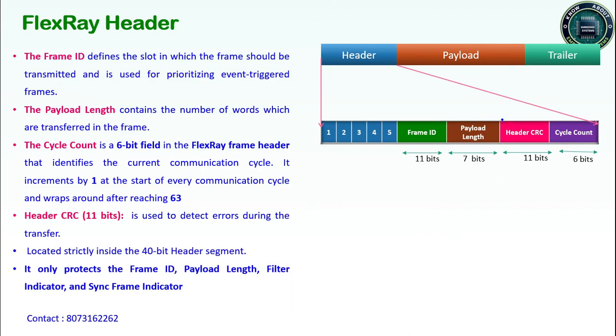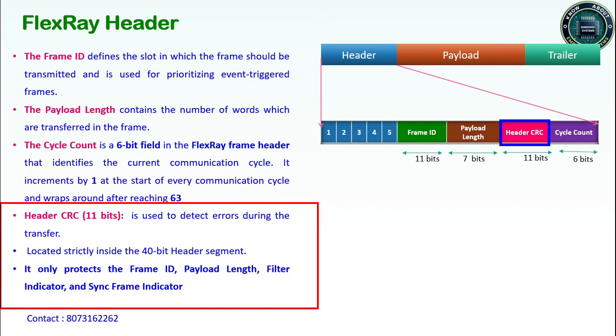The pink color you're seeing is called the header CRC. What is the use of this header CRC? Why is FlexRay so much more popular than CAN? Because we have two different CRC calculations: one CRC in the header, and one CRC in the trailer part. So we have two dedicated CRC checksums available in order to transmit error-free messages. Even if there is any error, it is going to be identified, notified properly and corrected accordingly.